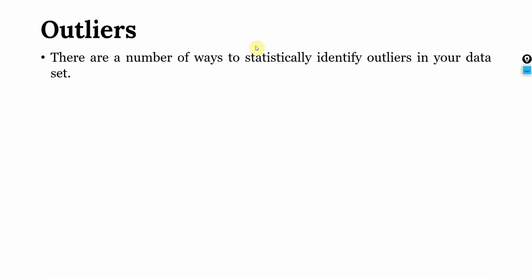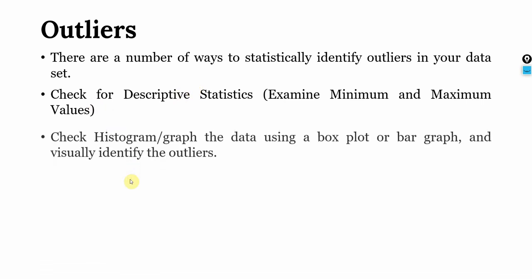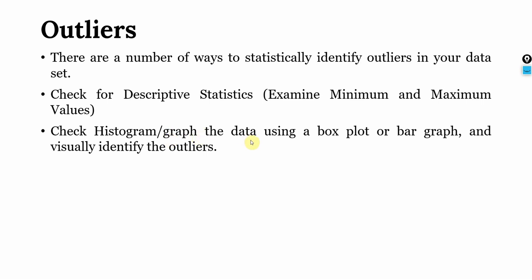Now, there are a number of ways that you can use to assess the outliers statistically. Check for descriptive statistics, check for minimum and maximum values. We are going to look into each of these ways in SPSS. Check for histogram, graph the data using a box plot or bar graph and visually identify the outliers.